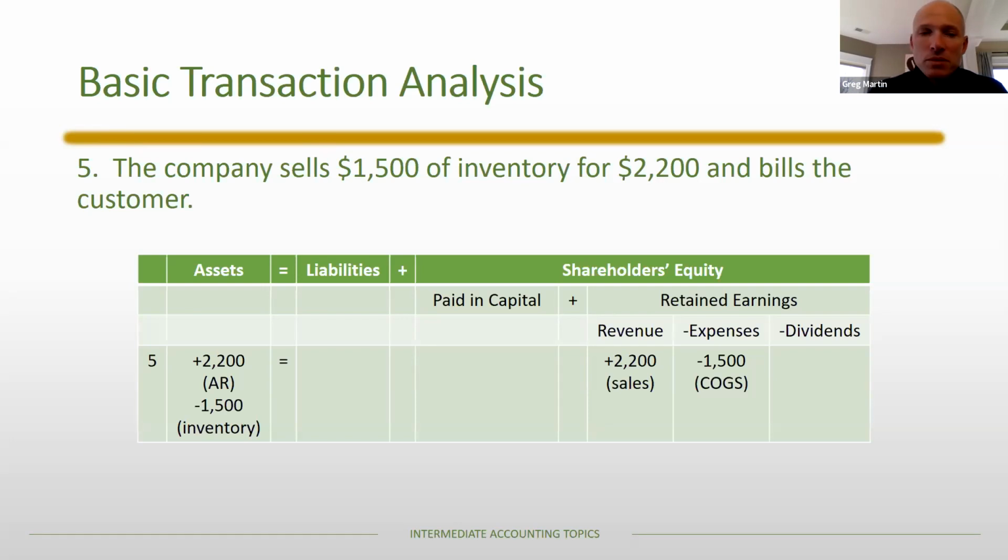We bill our customer, but the selling activity is done. So I do get to recognize the revenue of 2,200, but of course there's a cost to generating that revenue. We call that cost of goods sold. So the cost of the inventory goes as an expense that we call cost of goods sold. So in total, our assets went up 700, and in total, our retained earnings went up 700. But at the individual account level, hopefully you can see now how it gets broken out.